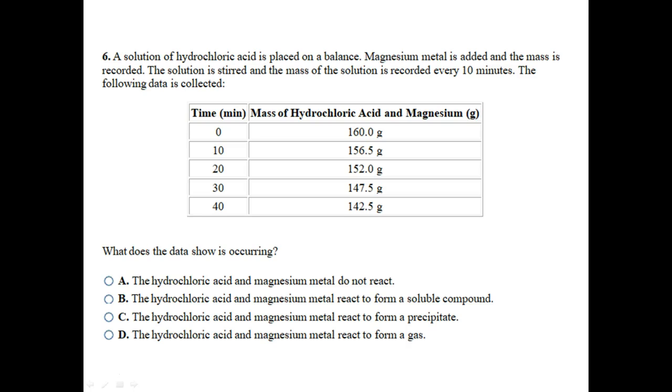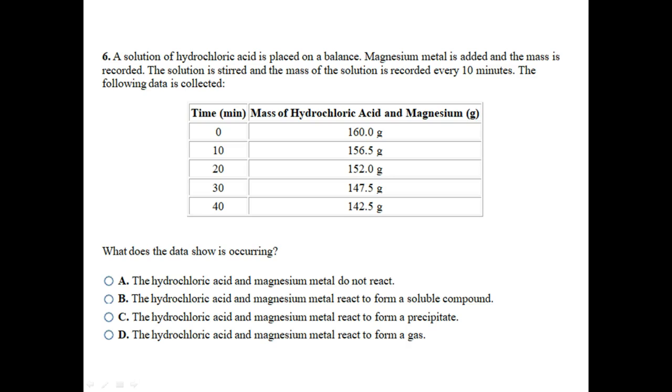Number 6. A solution of hydrochloric acid is placed on a balance. Magnesium metal is added to it and the mass is recorded. The solution is stirred and the mass of the solution is recorded every 10 minutes. The following data is collected.